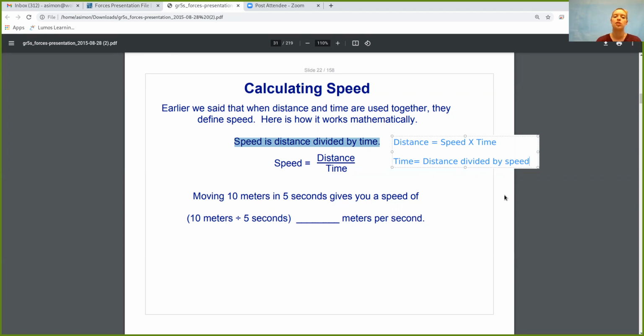So let's look at this equation. If I'm moving 10 meters in 5 seconds, what would my speed be? Well, my distance is 10 and my time is 5. So 10 divided by 5 is going to give me my speed, which is going to be, you should say, 2. 10 divided by 5 is 2. So that's going to be 2 meters per second. All right, moving on here.